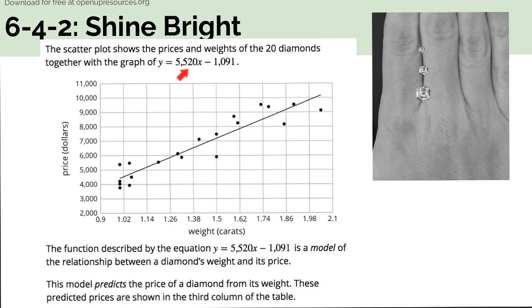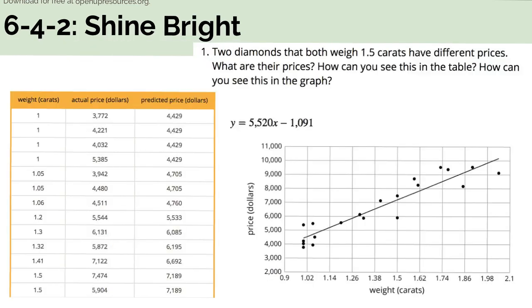That line is the line of the equation right here, and that equation is the model of the relationship between the diamond's weight and its price, and we can use that model to make some predictions. So that's the main thing we're looking at today. We'll start with this first problem together.